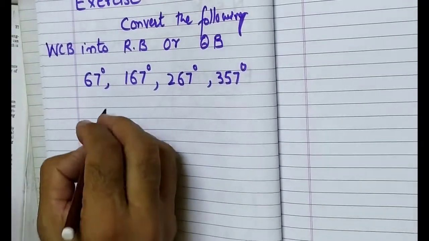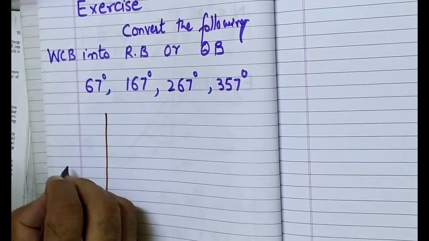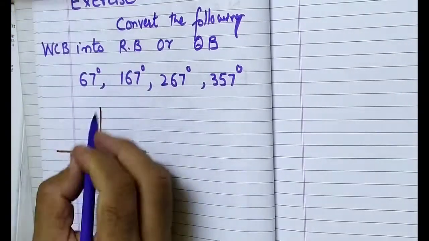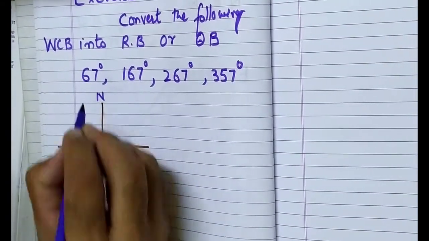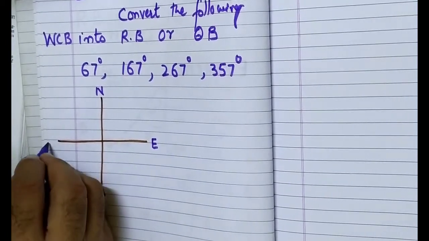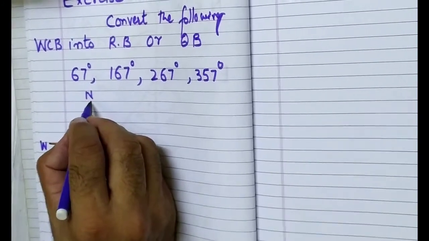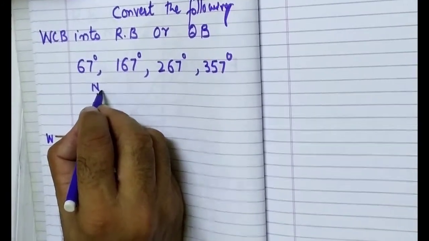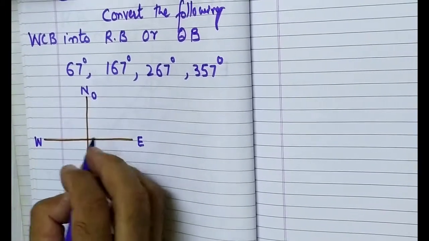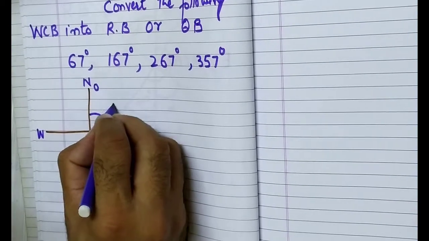So you can draw this type of sketch. First you draw the four quadrants and name them. Okay, this is my first. Here at the top is north, right hand side east, then south and west. This is the proper way. Always 0 degree is at north. So first you take the angle 67 degree. So make this angle, this bearing of the line is 67 degree.